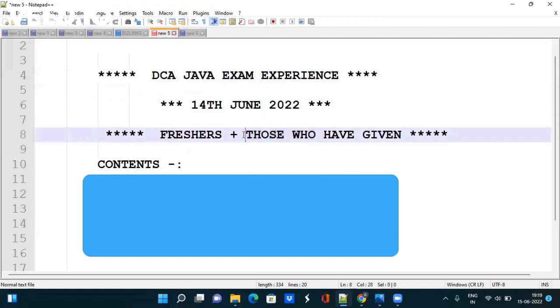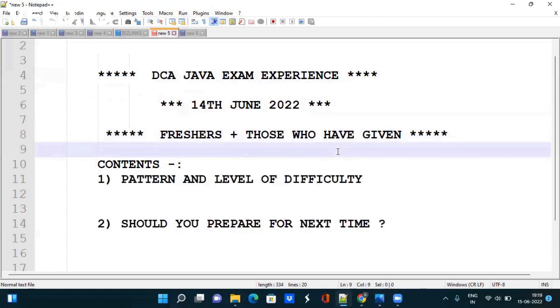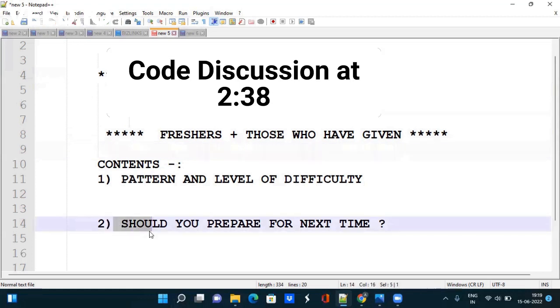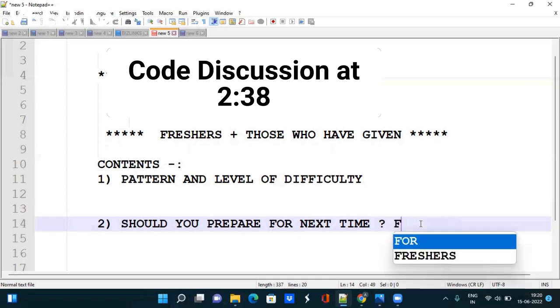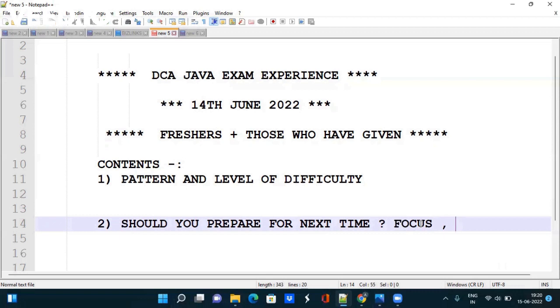For those who have already given the exam, we will discuss what you should do for the next cycle and what you should learn from this cycle. We will try to find in which area you should focus more, and which type of code you should practice more.